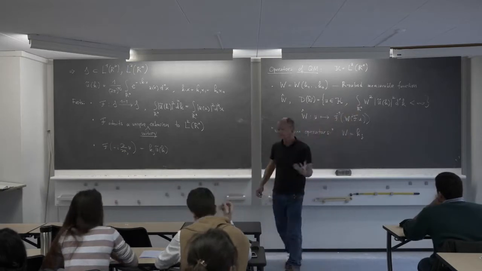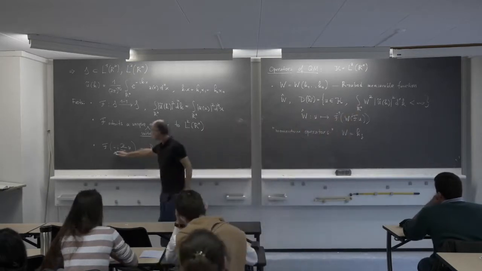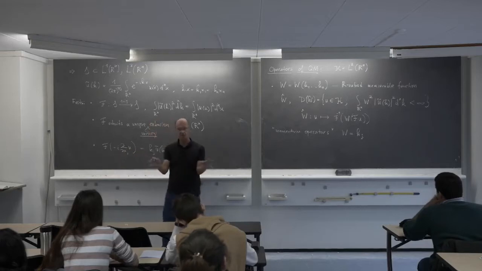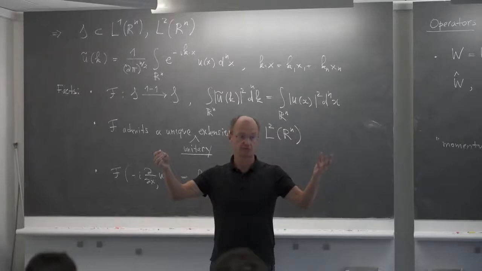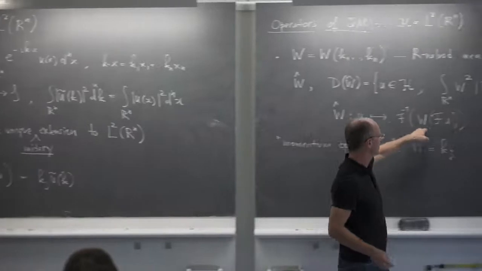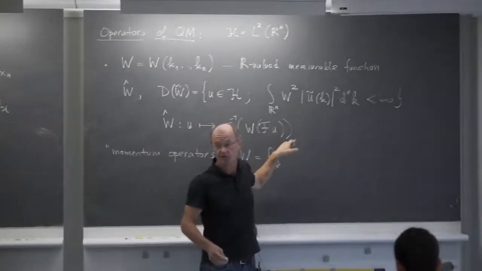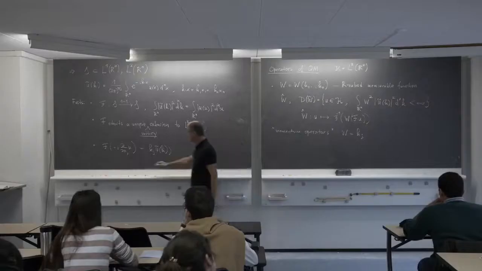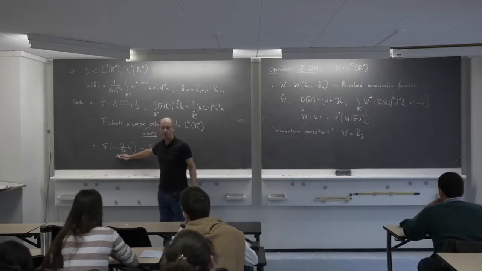Or, as we were doing up to now, we were taking minus i d over dx on some smaller domain and then saying that it admits a unique self-adjoint extension, right? So there are two ways to do that. Either describe the domain explicitly using Fourier transform, or define those operators on some smaller domain and then do the self-adjoint extension.